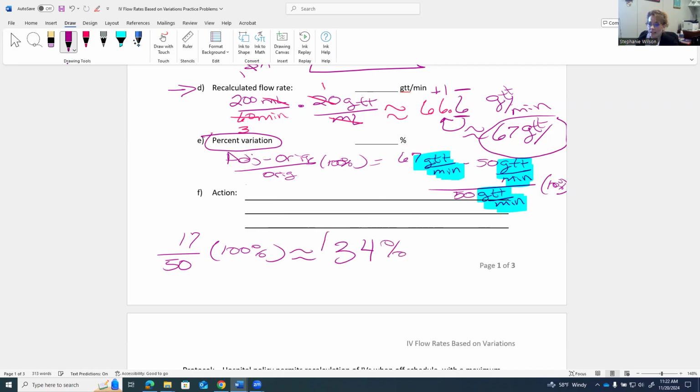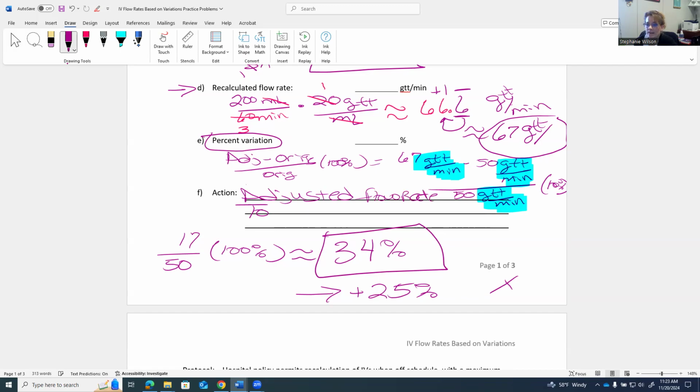I'm going to say this is too slow. It is beyond the 25%. It's on the outskirts of the positive 25%. It's over here somewhere, right? So that means this here is too slow. The adjusted flow rate is too slow.